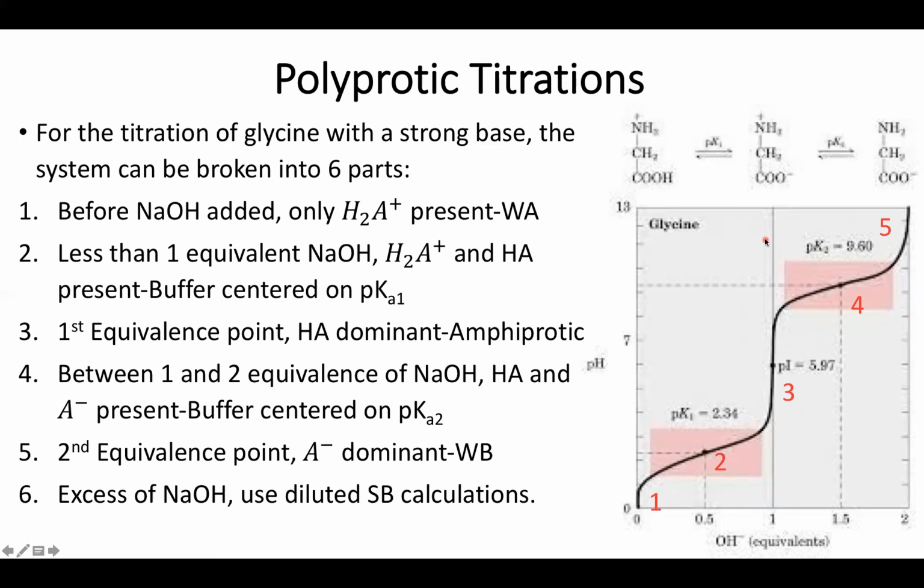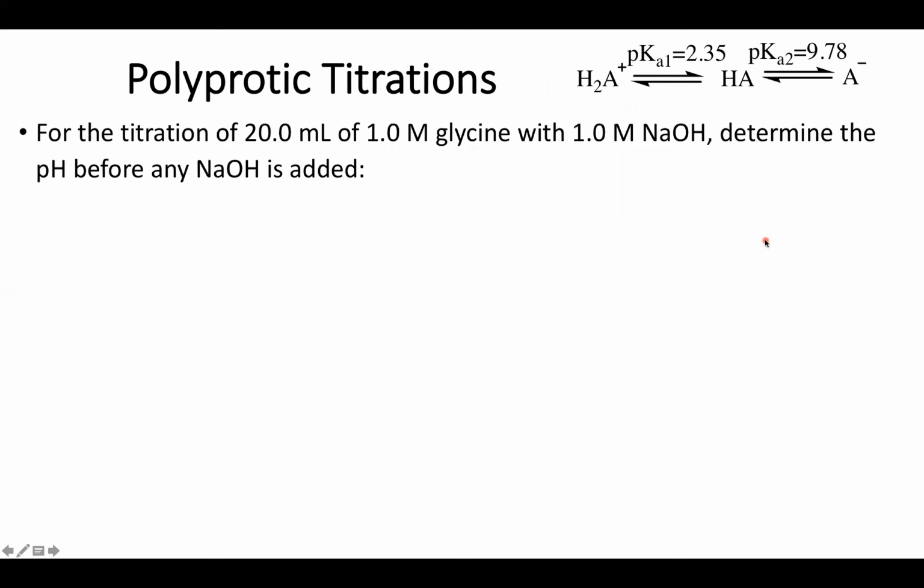Let's go ahead and dig into what this looks like mathematically. Let's look at the titration of 1 molar of the fully protonated glycine with 1 molar sodium hydroxide. If I've got 20 mL of my glycine, let's try and determine the pH before any sodium hydroxide is added.